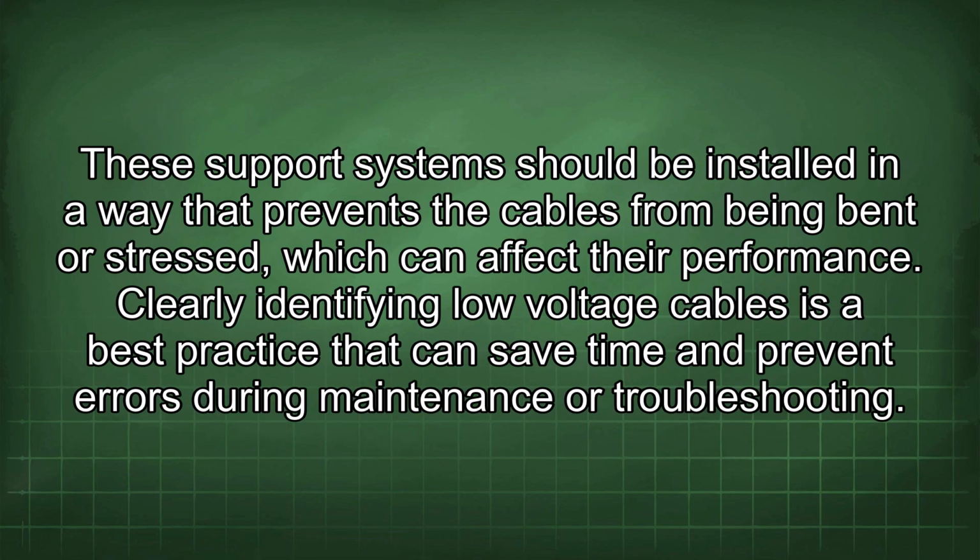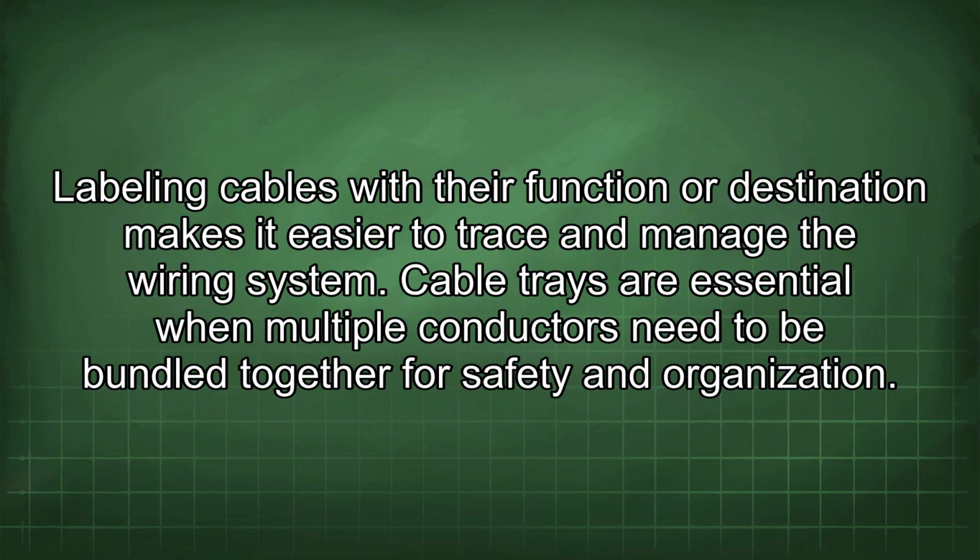These support systems should be installed in a way that prevents the cables from being bent or stressed, which can affect their performance. Clearly identifying low-voltage cables is a best practice that can save time and prevent errors during maintenance or troubleshooting. Labeling cables with their function or destination makes it easier to trace and manage the wiring system.